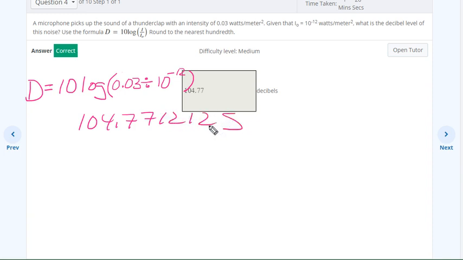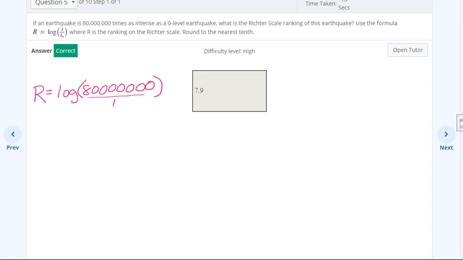And it comes out to be 104.7712125, and you are to round to the nearest hundredth now. So you go to the thousandths place, which is a 1. Anything less than 5, you just drop it all, and you don't add anything, and that's what the answer is, 104.77. Again, you have to try these on your calculator.